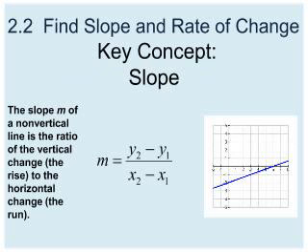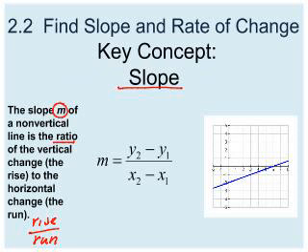First thing we want to talk about today is slope. The slope m of a non-vertical line is the ratio of the vertical change, which is the rise, to the horizontal change, which is the run. You probably know it as rise over run.